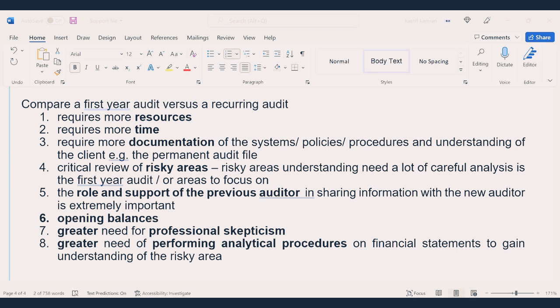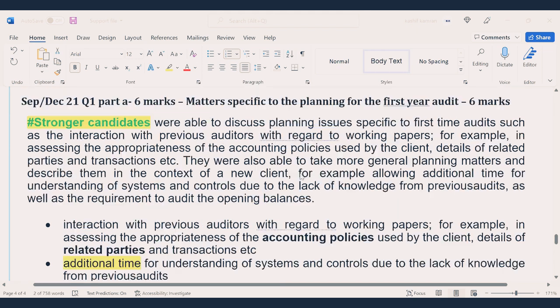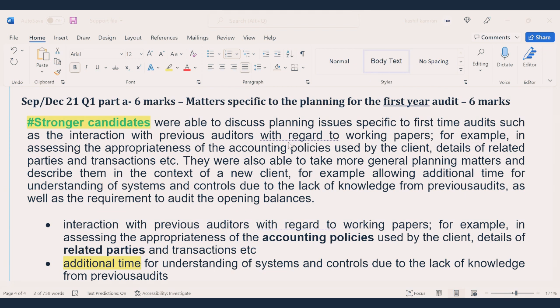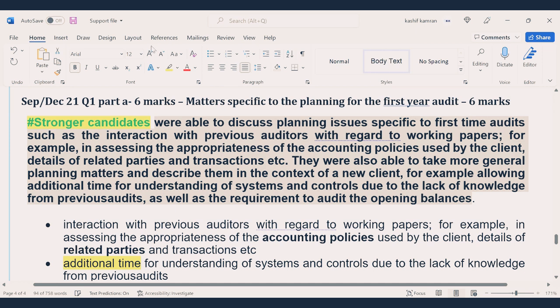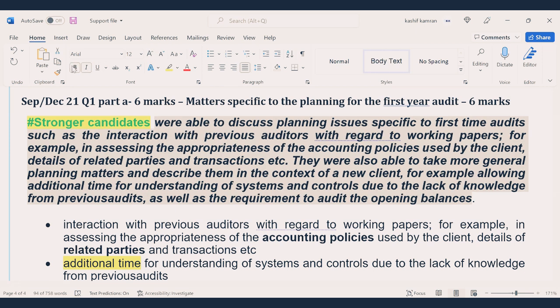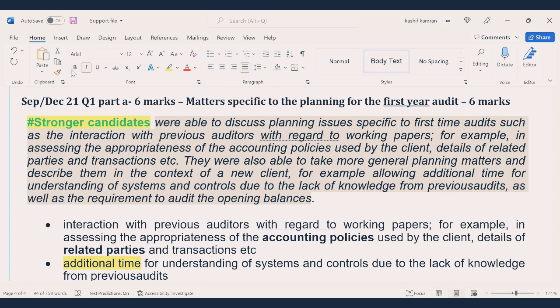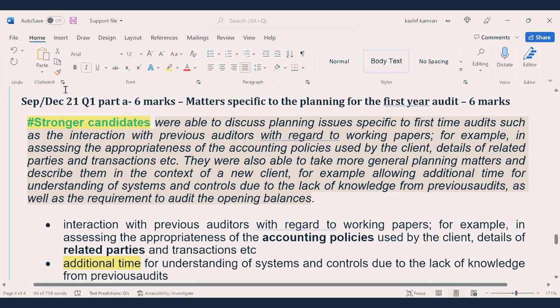So the examiner is saying that the stronger students really identified the planning matters very, very carefully. And the examiner is giving you an example of that right here, if you can read this out. So examiner reports are good. Examiner reports even give you an idea of the answer. See, have we evaluated the answer of the examiner? No. We just evaluated the report of the examiner and we found a certain answer. I hope you're clear with what to do in the 6 marks, matter specific to the planning of the first year audit.